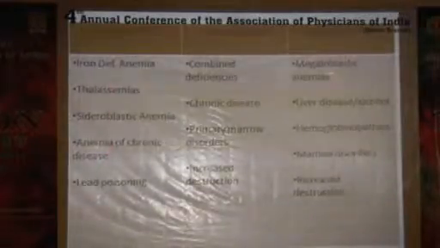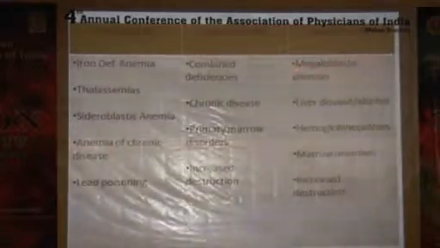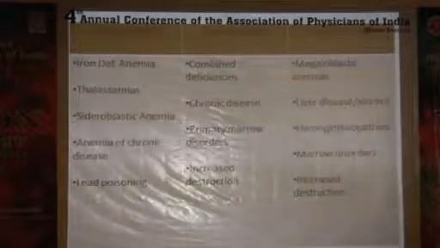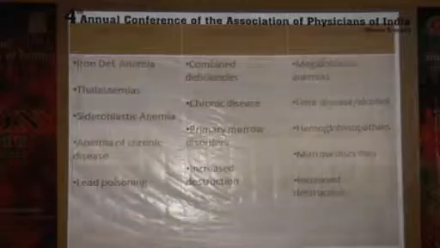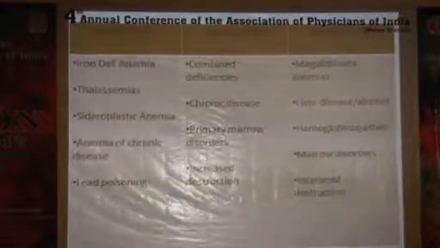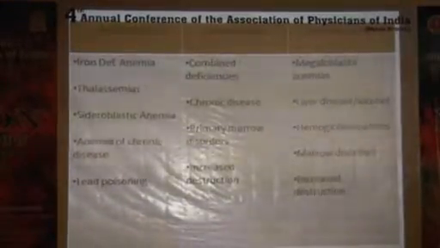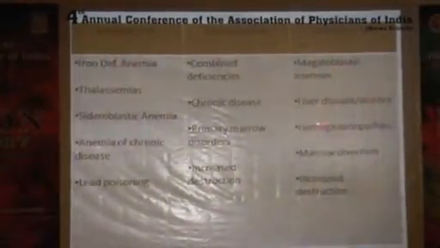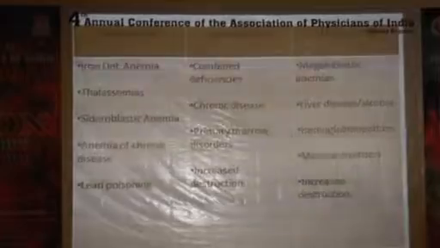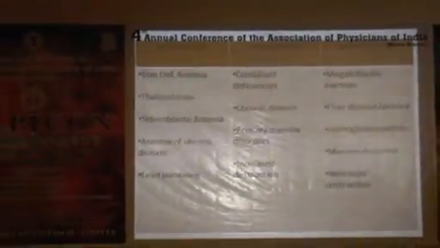As far as macrocytic is concerned, most important is megaloblastic. And I hope everyone knows that when we talk of megaloblastic, we mean either deficiency of B12 or folate. So liver diseases also cause macrocytic. Alcoholics, we have a lot of alcoholics in our area. So alcoholics generally have anemia, and they're all macrocytic anemias.